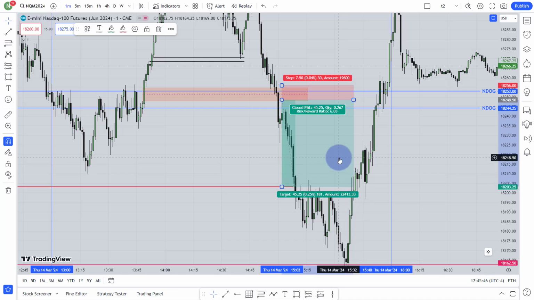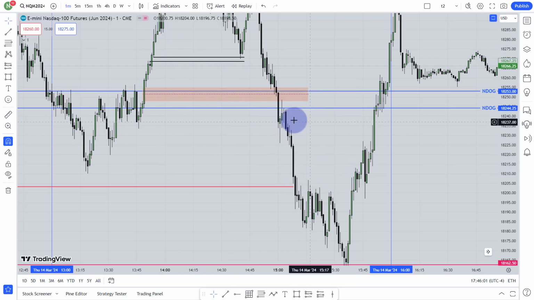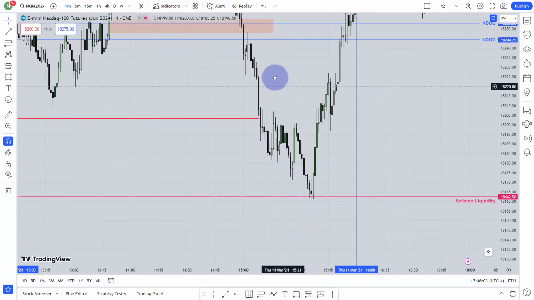Okay, 13th March 2024. And I'm sorry, it's not 13th March, it's actually 14th March, Thursday price action, New York PM session price action. Okay, so there was another setup over here. Now I'm going to frame another setup.